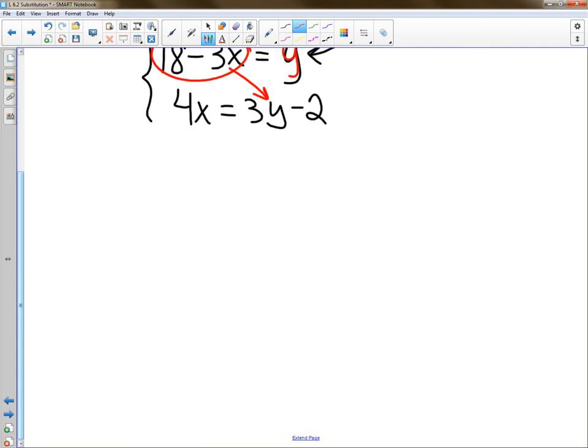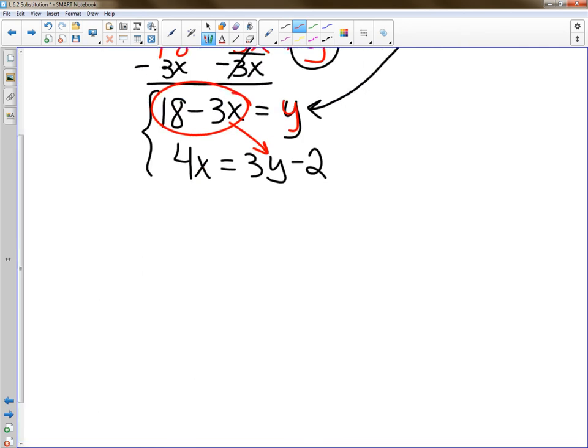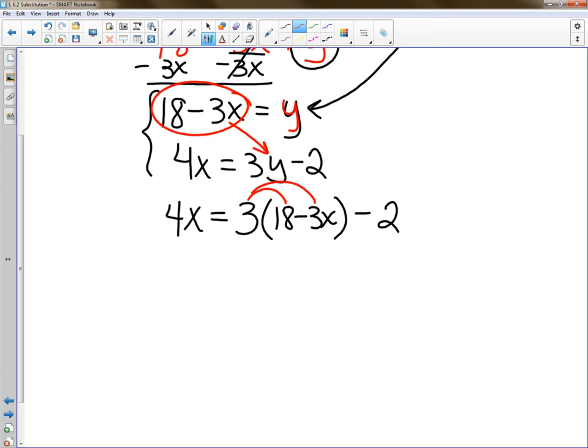Stay with me. So if I substitute for the letter y in the second equation, what I end up with is 4x equals 3 times, anytime I replace a letter with a value, I'm going to put it in parentheses, so I get 18 minus 3x, minus 2. Okay, now I'm going to distribute the 3. I have one equation that has just x's in it. 3 times 18 is 54, and 3 times minus 3x is minus 9x, and then a minus 2.